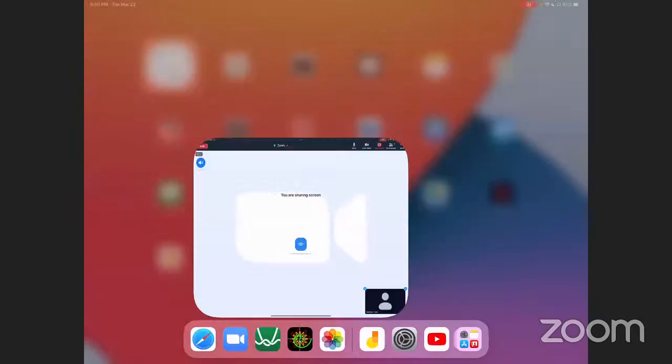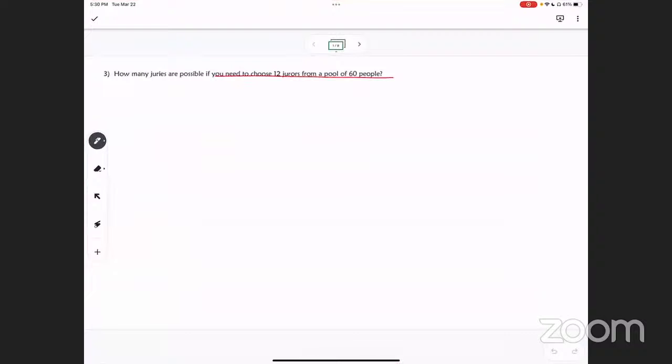Okay. So combinations and permutations. Can you tell me what the difference is between those? So I know you use a combination when the order doesn't matter, and use a permutation when the order does matter. Good. Can you give me an example of that? The question on screen here about the jury, that would be a combination because all 12 people on the jury are equal.